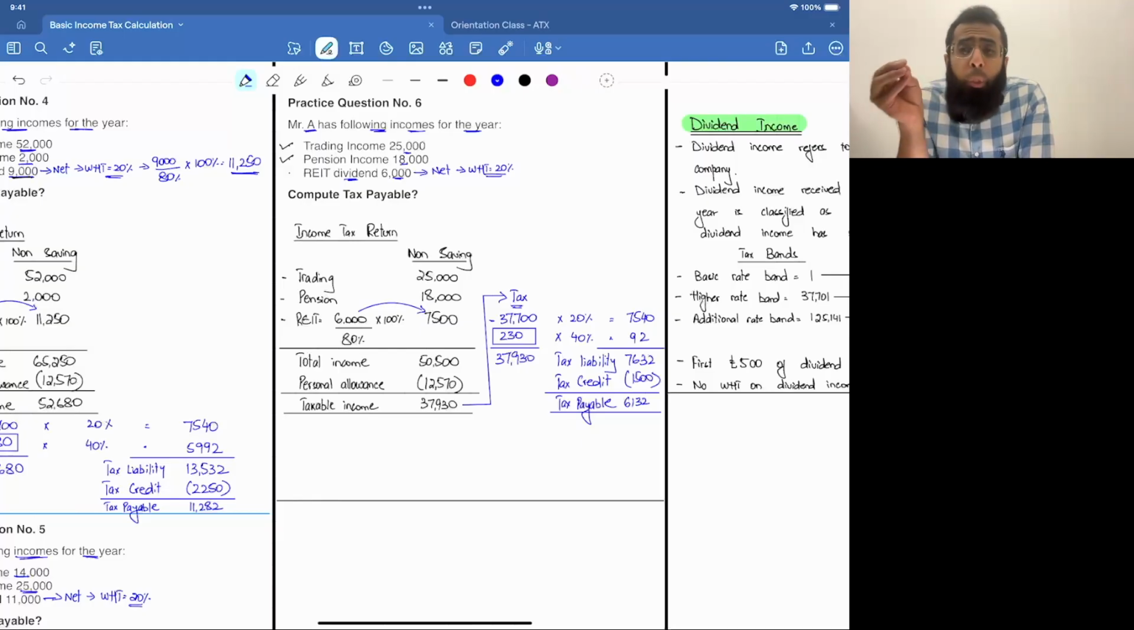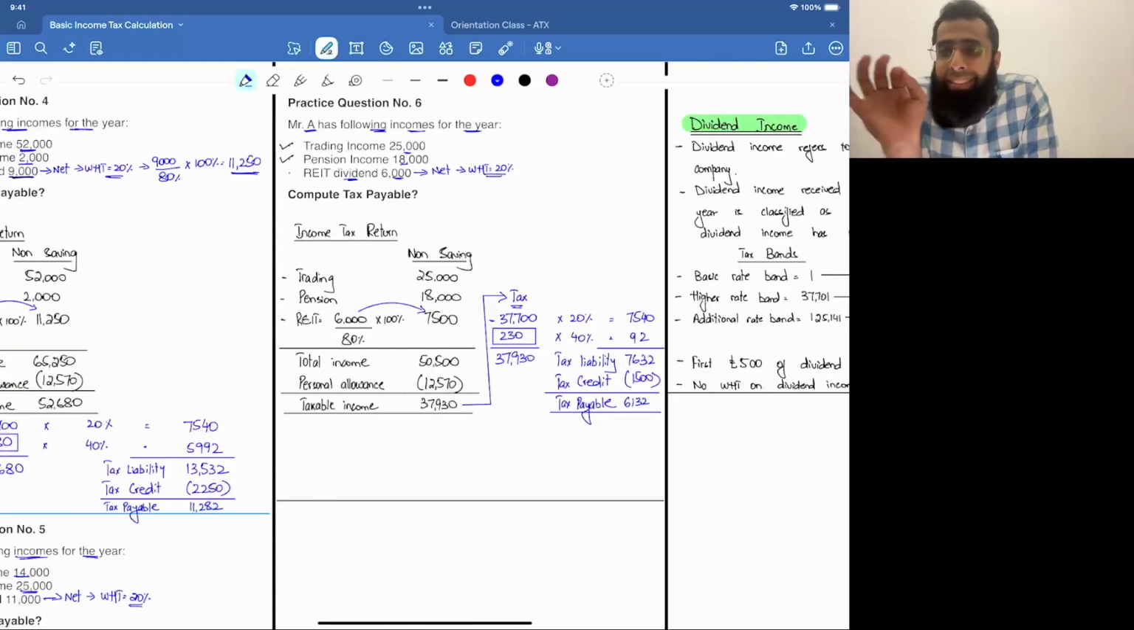And if you can't do that also, I have no words. Okay. If you are getting real estate investment trust, 20% is the withholding tax, deducted at source. So whatever you are getting is 80%. Gross it up. Gross it up. Divide by 80 percent. Add it to your other income, deduct the 12,570 personal allowance, look at your total income and then calculate your tax. Whatever you have paid in advance, you can adjust it as a tax credit and you get the tax payable.